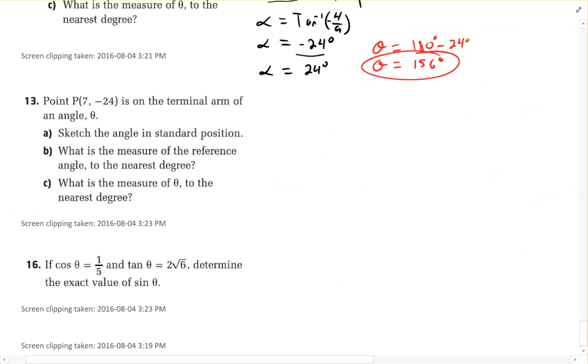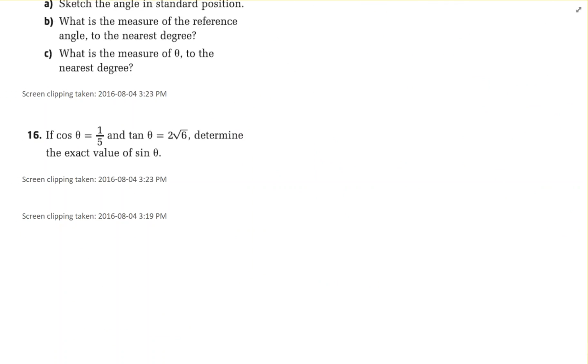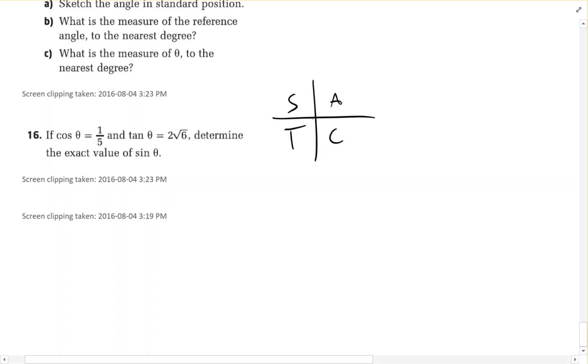Okay, let's keep going. So 13. I'm going to skip 13 because it's really similar to 12, so you guys can go ahead and do that. Let's do 16 though, to get you thinking in the right direction. Again, let's start off with CAST. It says if cosine theta is equal to +1 over 5 and tan theta is equal to +2 root 6, determine the exact value of sine theta.